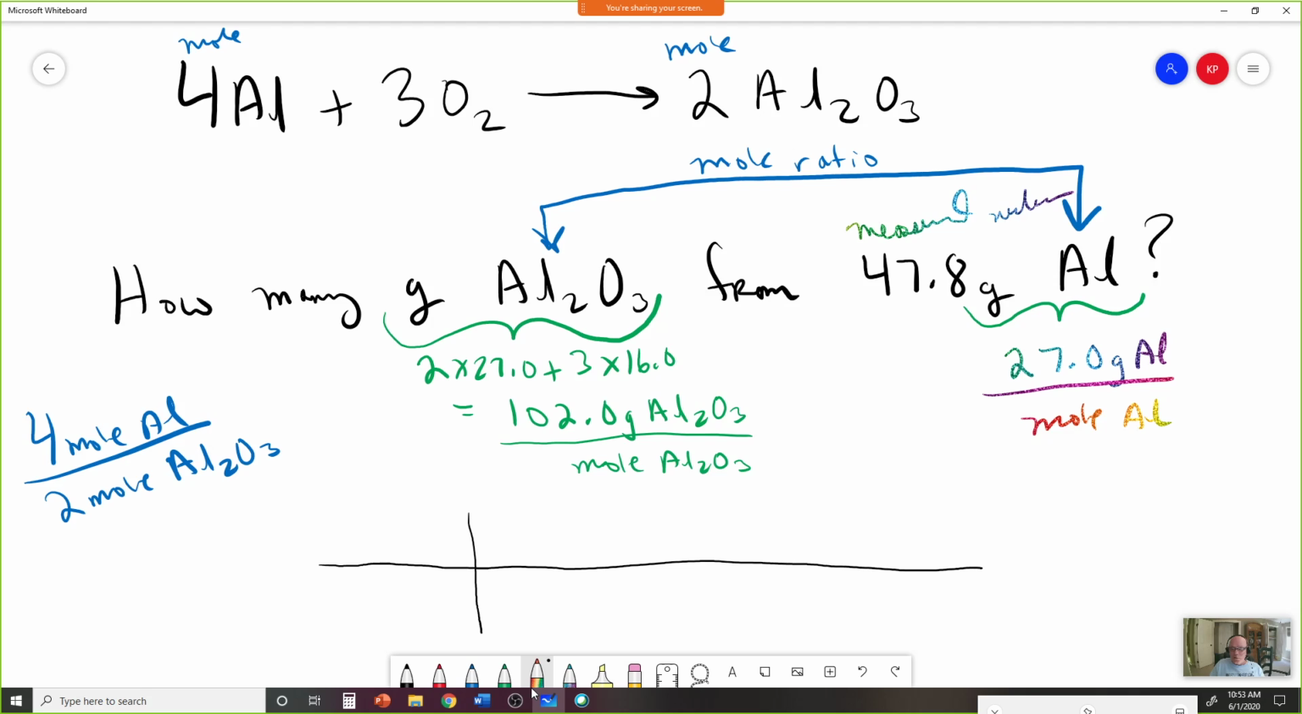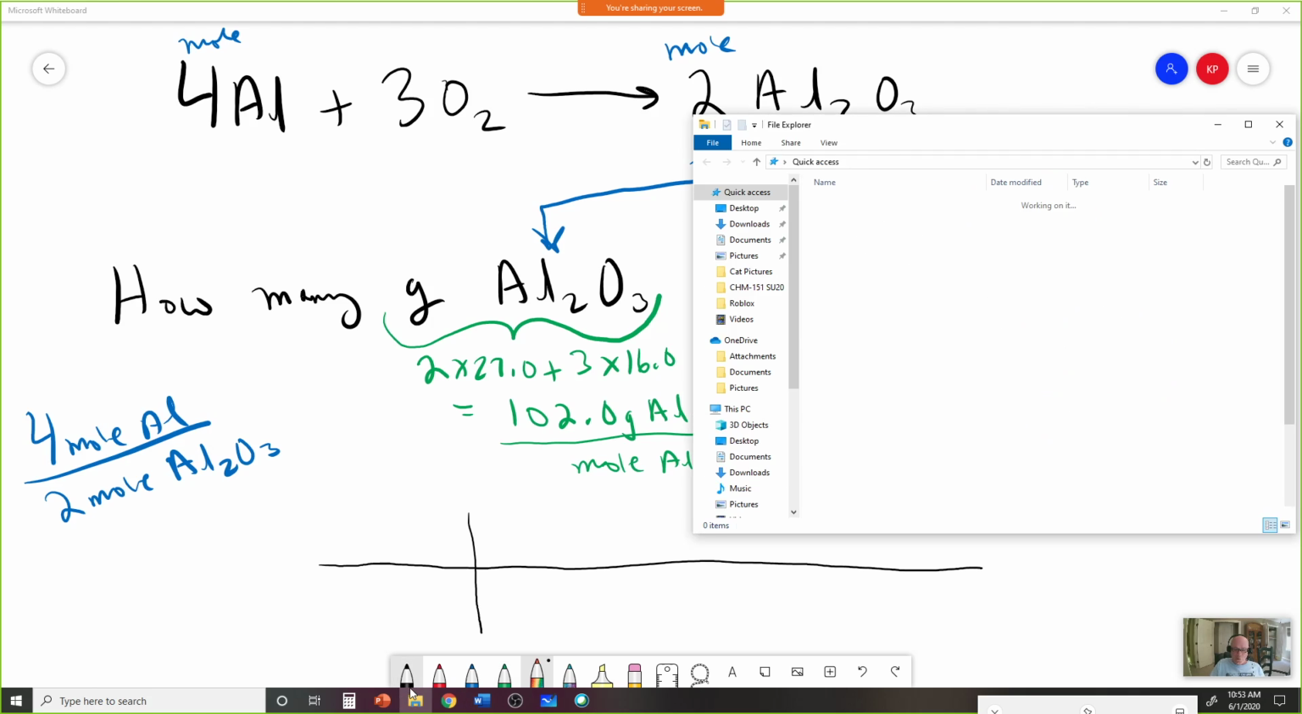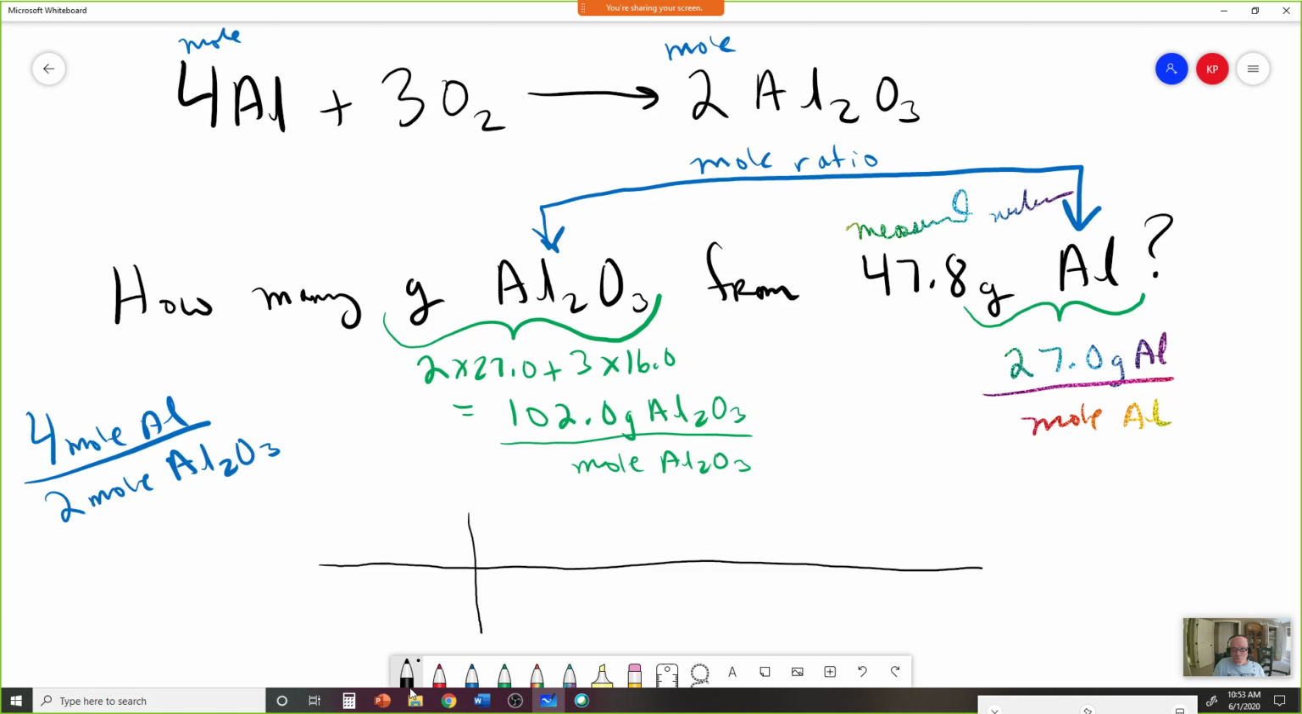We start with our measured number, and that is 47.8 grams aluminum. Notice I don't care about the problem anymore. All I care about is the numbers and the units. I always start with my measured number, and now I have to match units. Once you've pulled everything down, it's all about matching units.